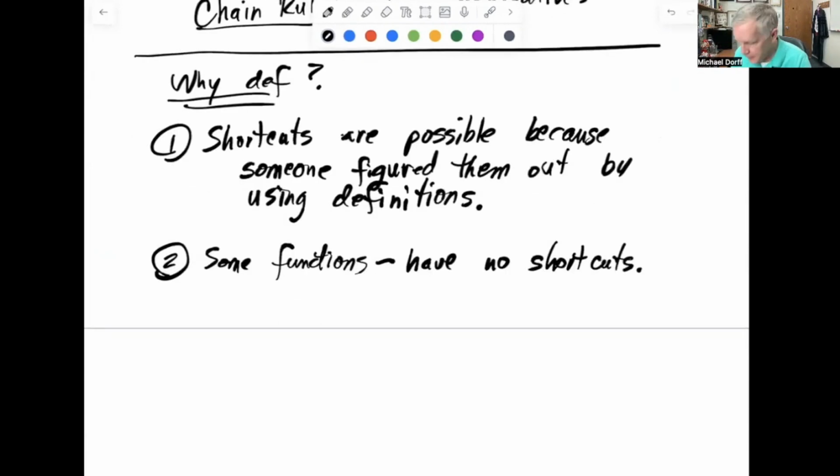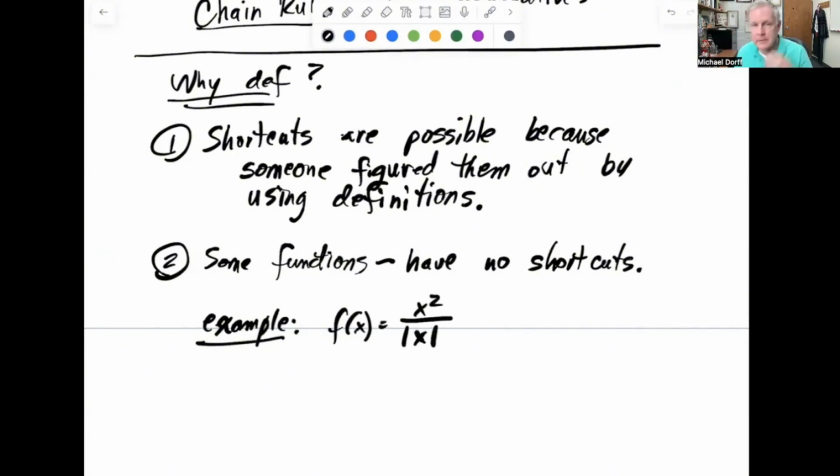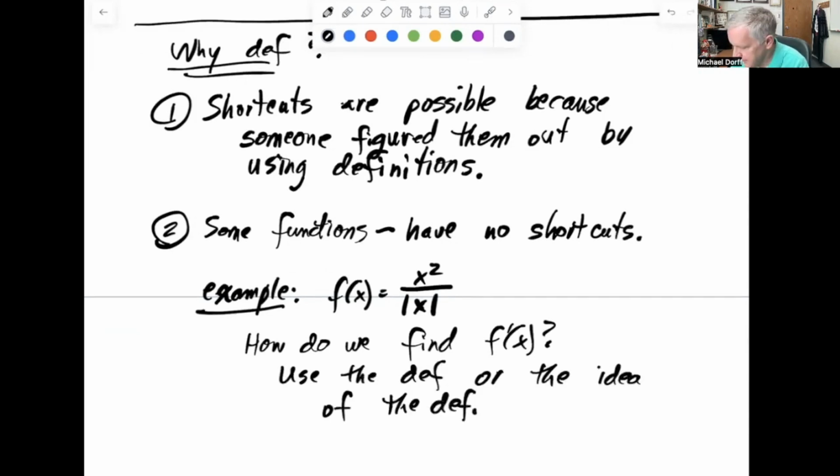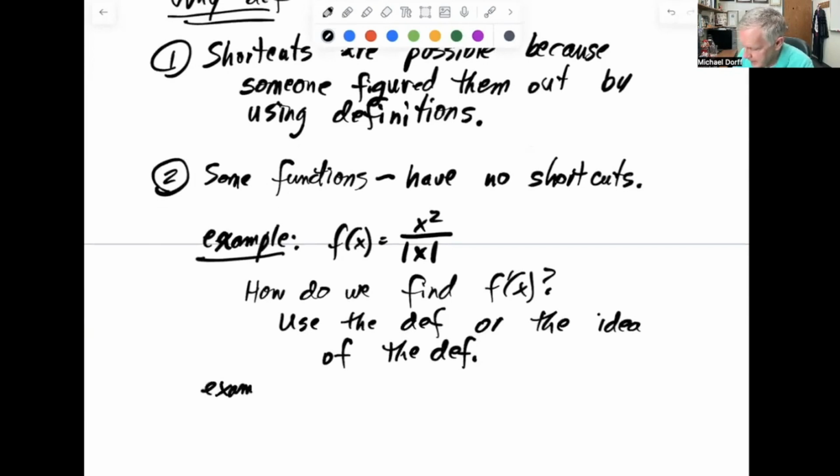For example, suppose I have the function f of x equals x squared over absolute value of x. Well, now there is a shortcut for just x squared, and there is a shortcut if I have a rational function, so a fraction like I have here. There's a shortcut for that too, but there's not one when I have absolute value of x. How do we find the derivative? We have to use the definition or the idea of the definition. Figure that out.